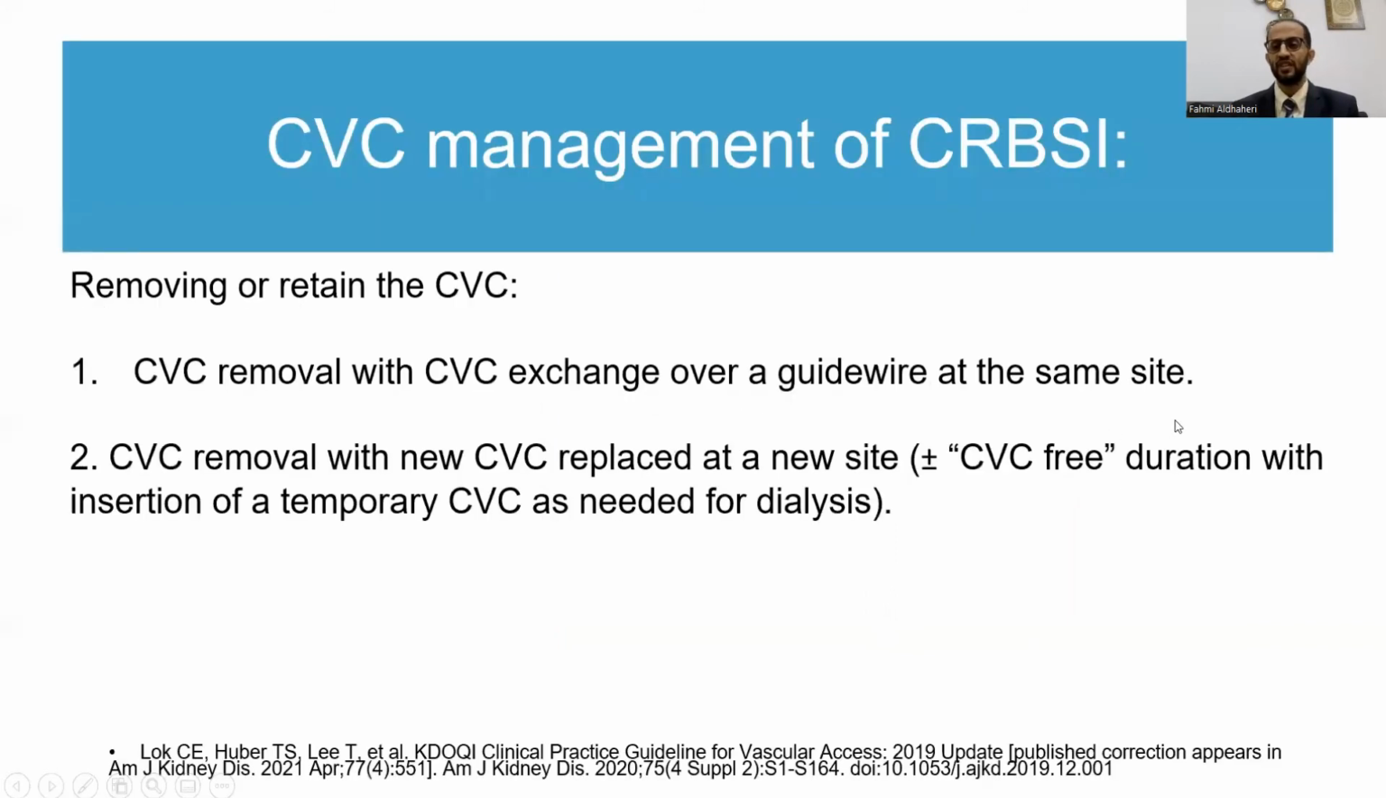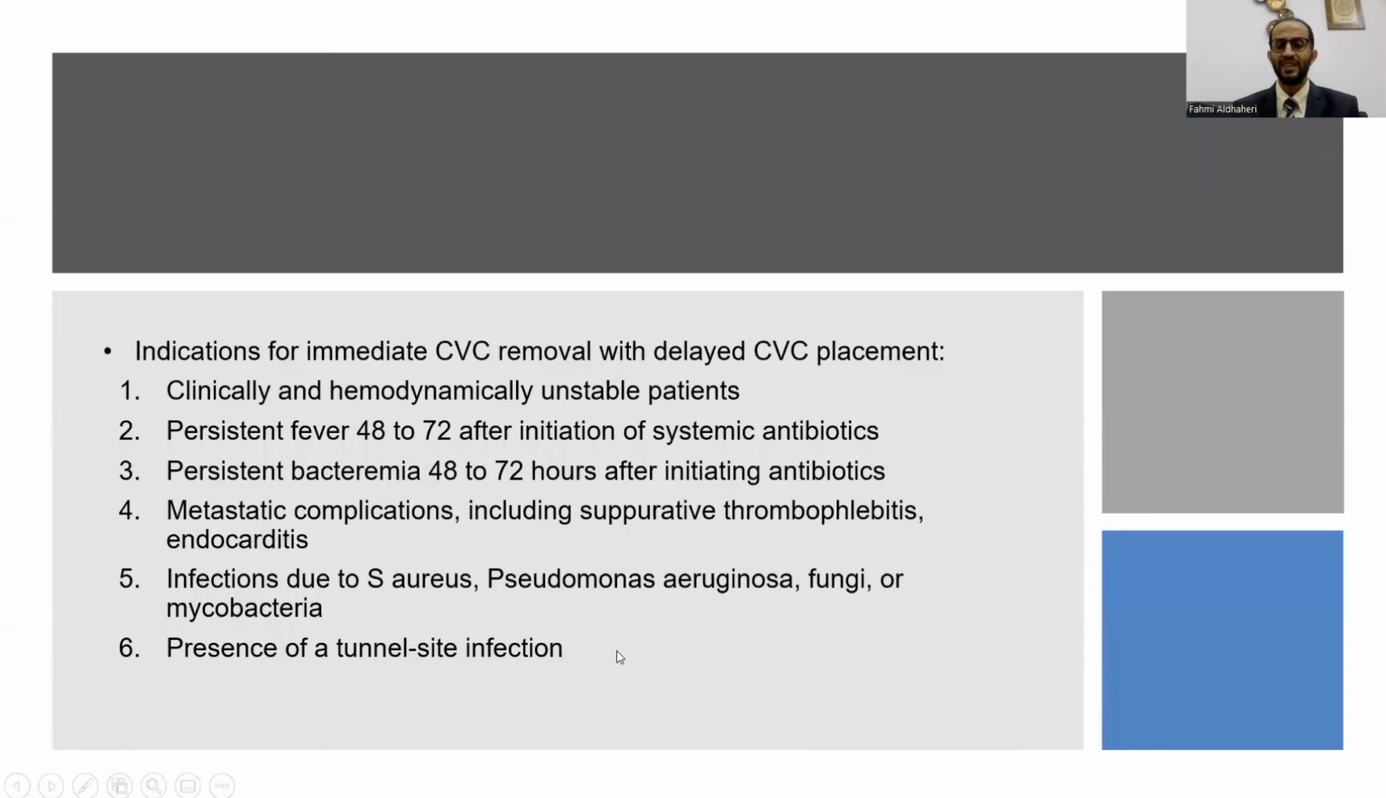So we finished now the first part, how to manage the patient. Now let's talk about how to manage the catheter. We have two options, either to remove or to keep the catheter. The catheter can be removed and exchanged over the guide wire at the same time, or the catheter should be removed and a temporary catheter placed until the patient clears the bacteremia, then a new tunneled dialysis catheter is put in after clearing the bacteremia. So what are the indications for immediate removal of the catheter without delaying placement of a new catheter?